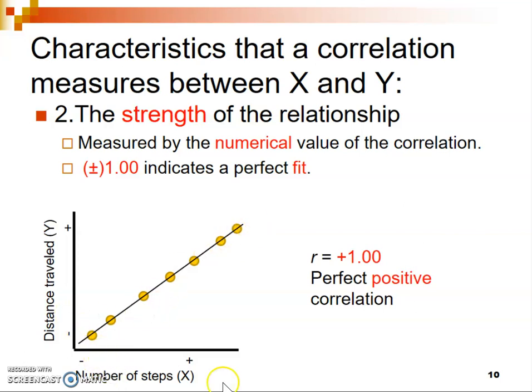An example of variables that might have a perfect positive correlation would be the number of steps that you take and the amount of distance that you travel. Presumably, with each step you take, you're traveling about the same distance. So with each additional step you're taking, you're having the exact same change in the amount of distance that you're traveling. So that's an example of a perfect positive correlation. You see that all of those data points are falling on that straight line.